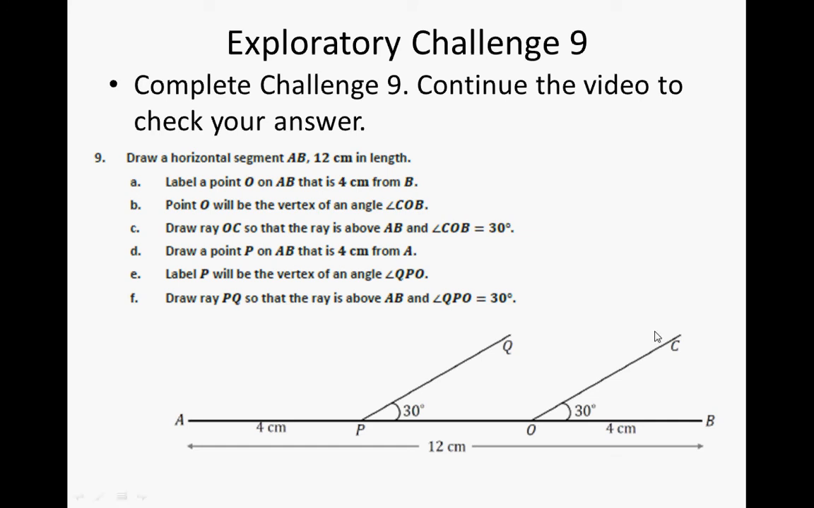So this is what it looks like. This should be 30 degrees. And you have a line segment OC, or a ray, that's going to be OC, 30 degrees above AB. Draw point P that is 4 centimeters away. So you would do 4 centimeters again, draw point P and do the same thing.